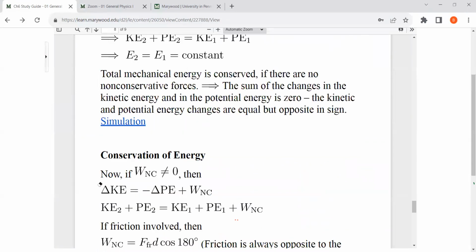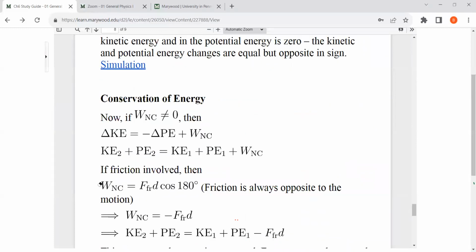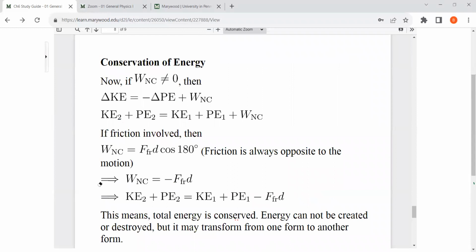But what happens if there is a contribution from non-conservative force? Then the equation becomes this. It's very similar to the conservation of mechanical energy, but now we have to add work done by non-conservative force with the mechanical energy of the position 1. The conservation of mechanical energy was this, right?